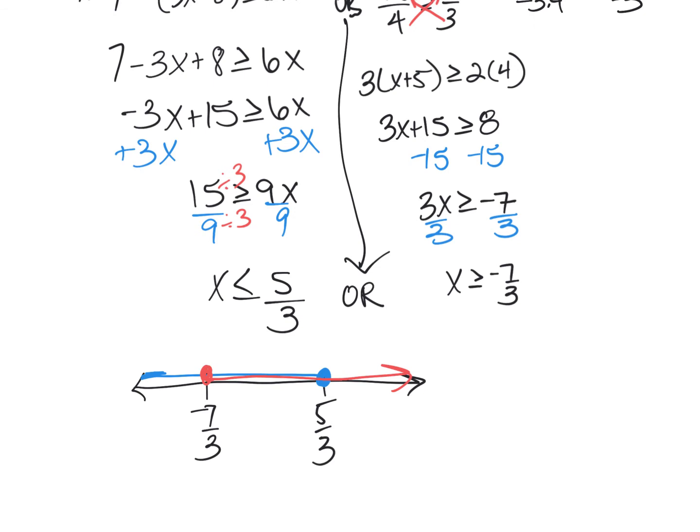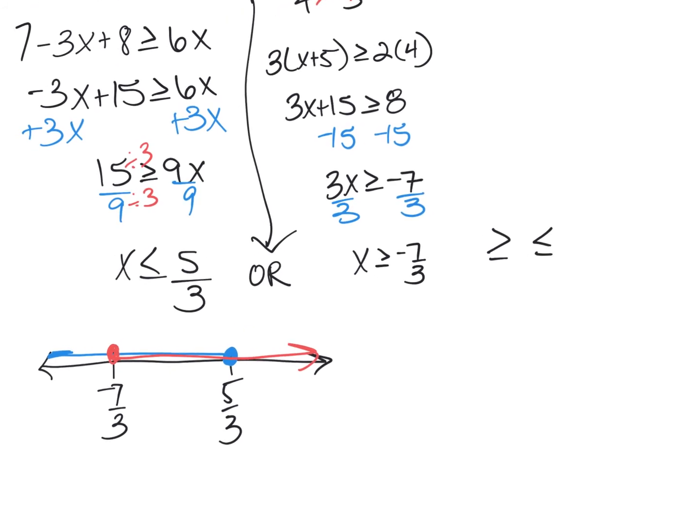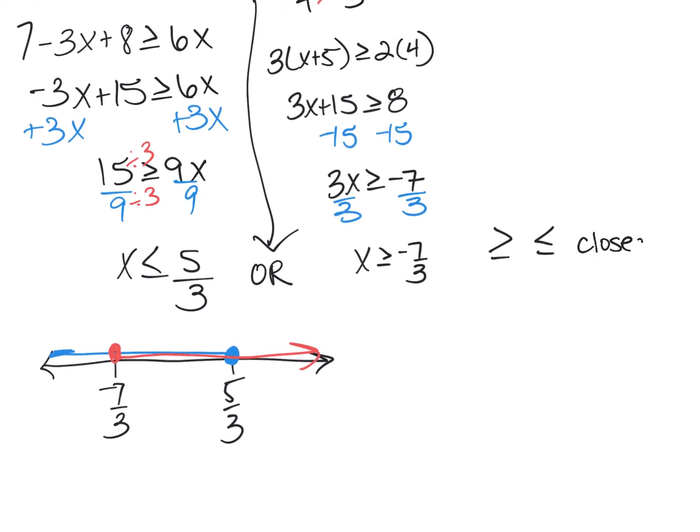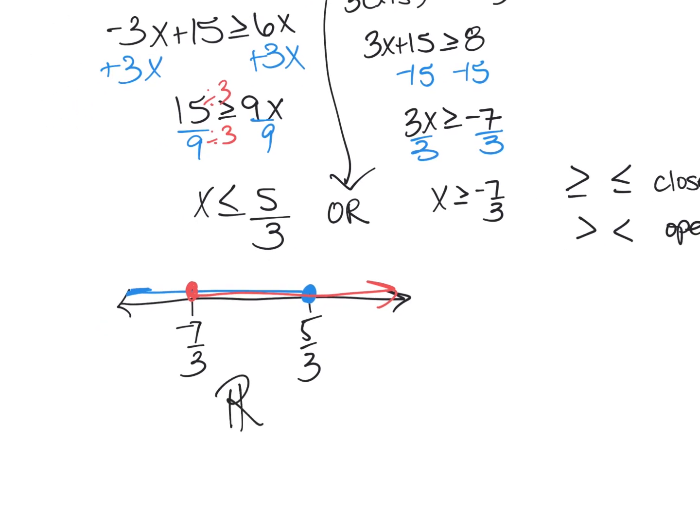Kylie? So the greater than or equal to and less than or equal to are closed circles. When it's greater than and less than, they are open. So when it's equal to, it's closed. So this is all real numbers as the final result. Okay?